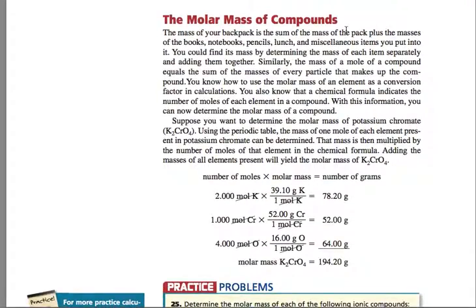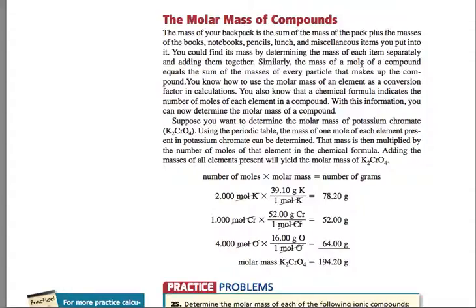The molar mass of compounds. The mass of your backpack is the sum of the mass of the pack plus the masses of the books, notebooks, pencils, lunch, and miscellaneous items you put into it. The sum, the total, add them all together. You could find its mass by determining the mass of each item separately and adding them all together. If you found the mass of each item in your backpack and added them together, it would equal the mass if you put the whole thing on the balance.